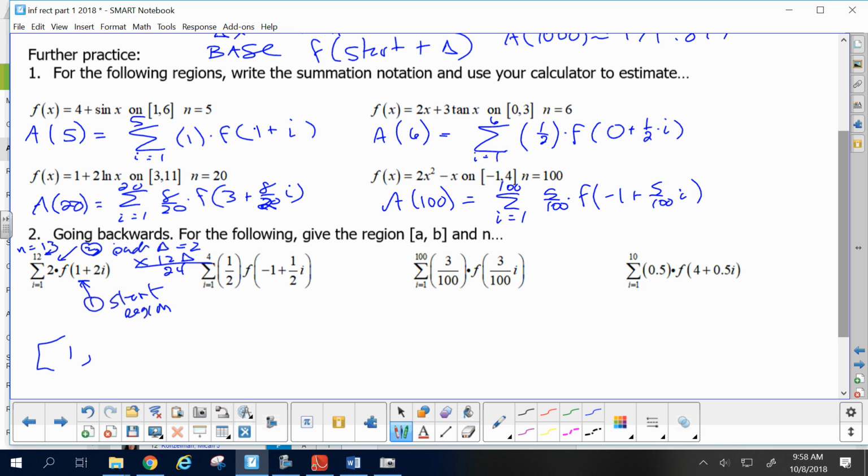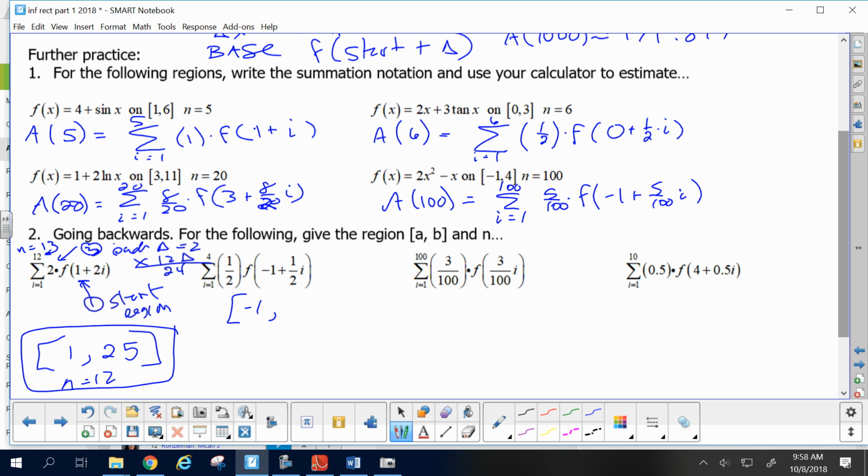24 wide. Well, if it starts at 1 and it's 24 wide, it goes to 25. Okay, with an n of 12. Let's do another one together. What's the starting value?